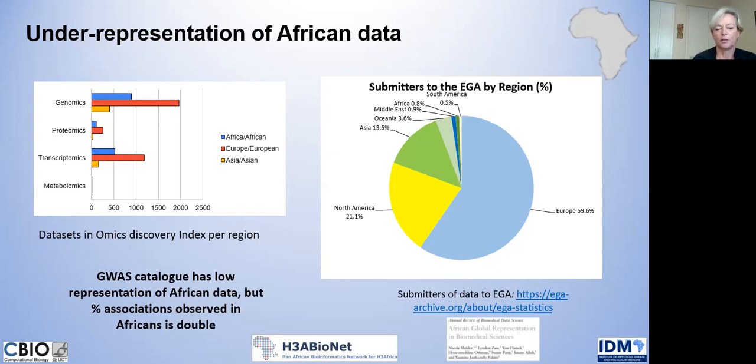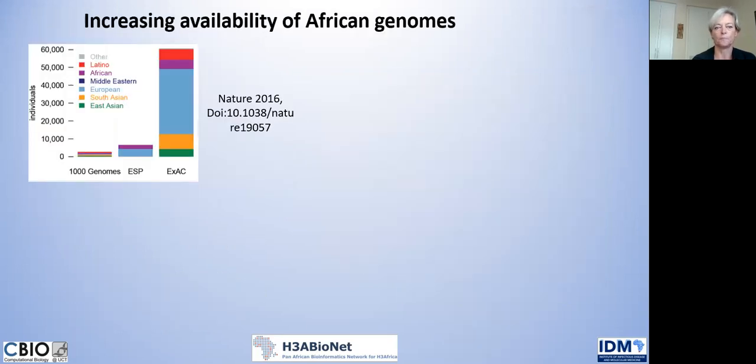Likewise, the GWAS catalog has very low representation. This has increased more recently, but interestingly, the percentage of associations observed in the data that is available for African populations is double what you would see in European populations. So it shows the value of African data, that it really can give you a lot of information. But luckily, there is an increasing availability of African genomes.